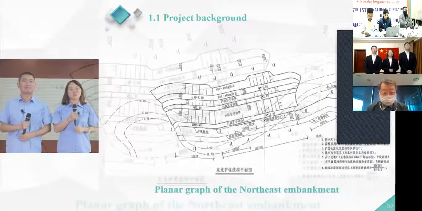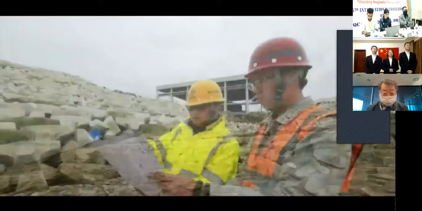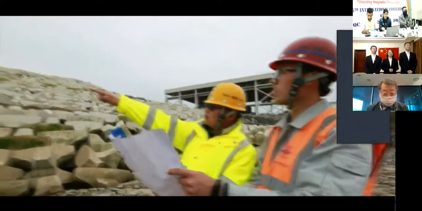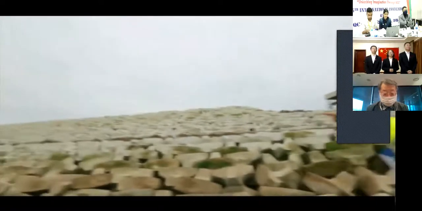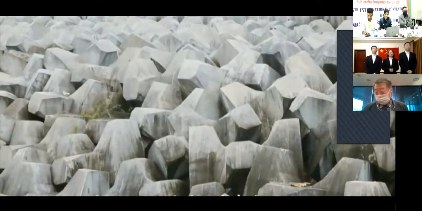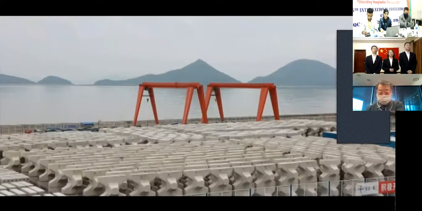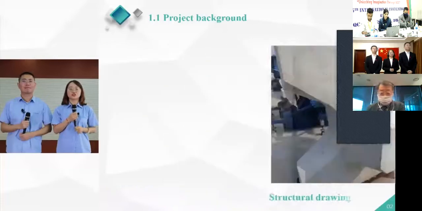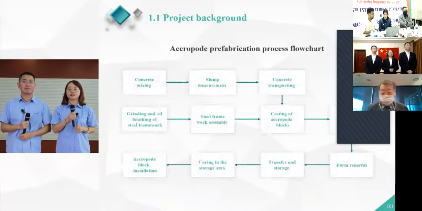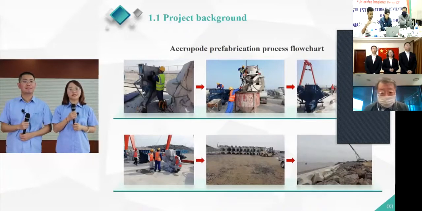This is a planar graph of the northeast embankment with a slope type. A total of 4,388 coupled blocks are used as the armor. Each block weighs about 3 tons. It is an important part of the embankment for the plant land protection and plays a vital role for the plant safety. This is the structural drawing of a coupled block. And this is a flowchart of the prefabrication process with a total of 11 processes.